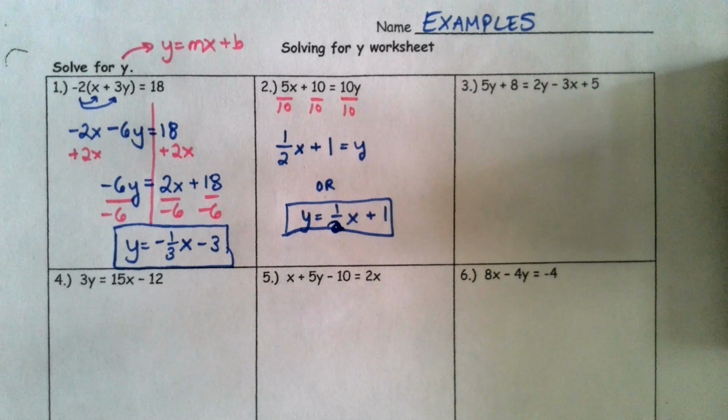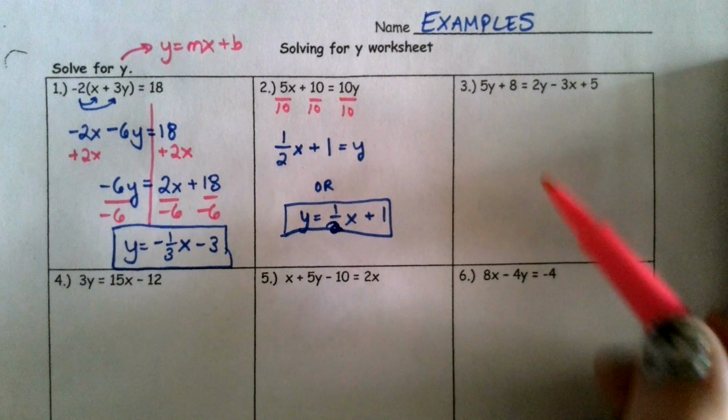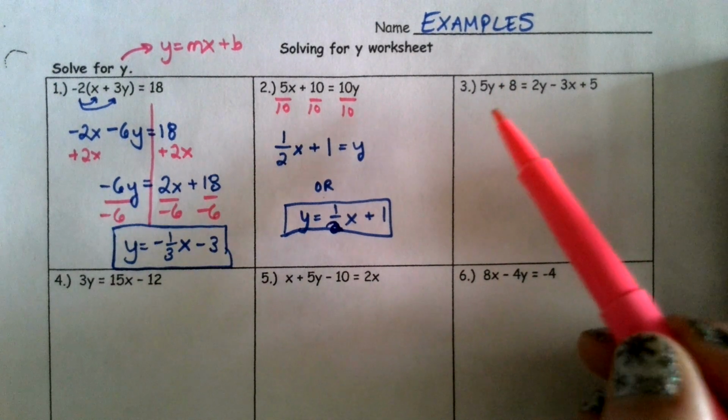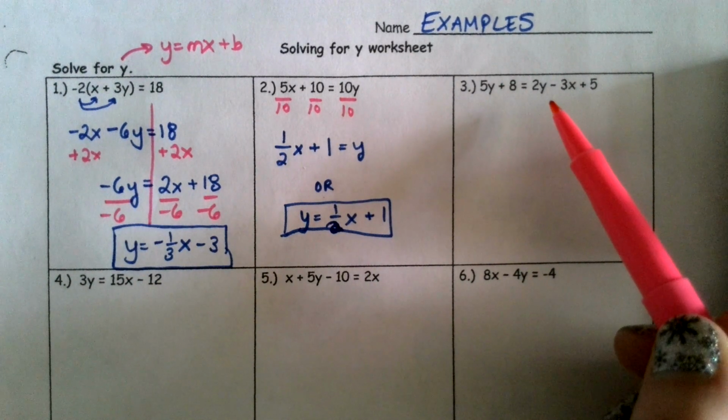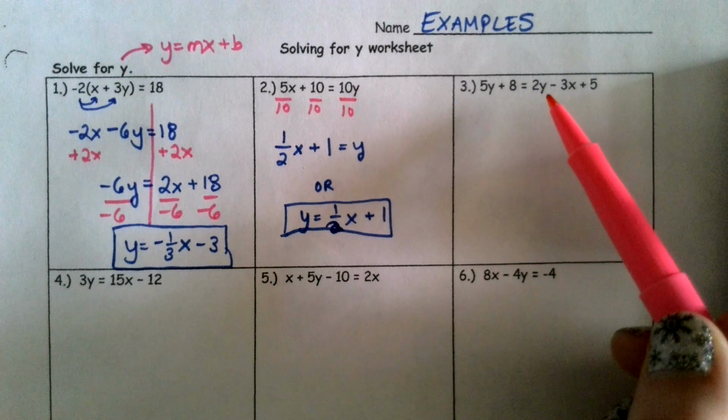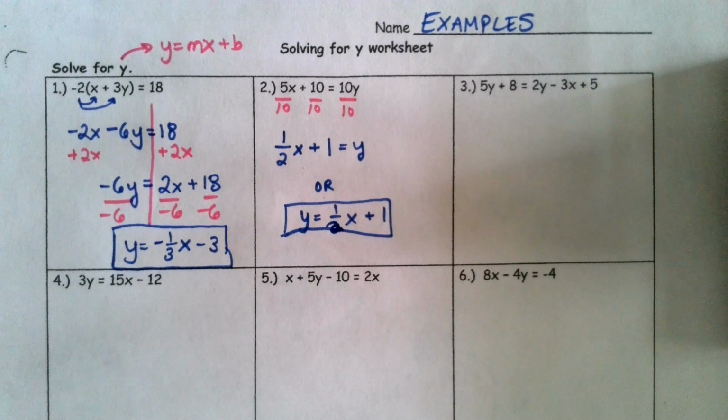All right, so the next question, this one's going to be a little bit more involved because we actually have y in 2 different places on our equation here. So this is going to be one where we're going to try to get all of the y terms together, get all the constants and the x terms on the other side of the equation, and then worry about getting y alone at the very last step.